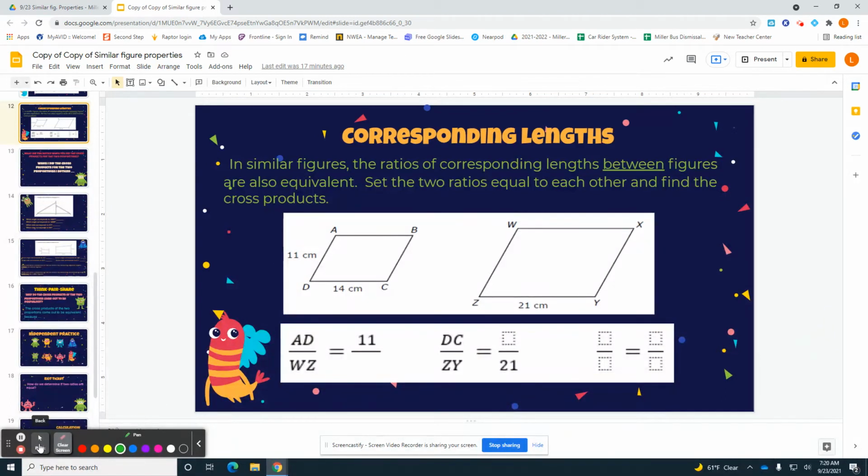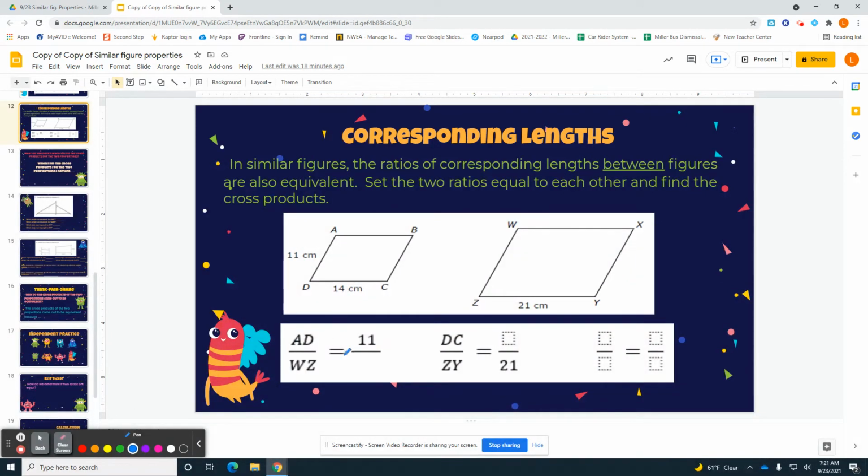Oh, that pink line keeps popping up. Oh, okay. Between figures are also equivalent. Set the two ratios equal to each other and find the cross product. So again, it's showing you the same thing again. So here we have 11 times 14. Oh, sorry, I did that wrong. I was supposed to erase.